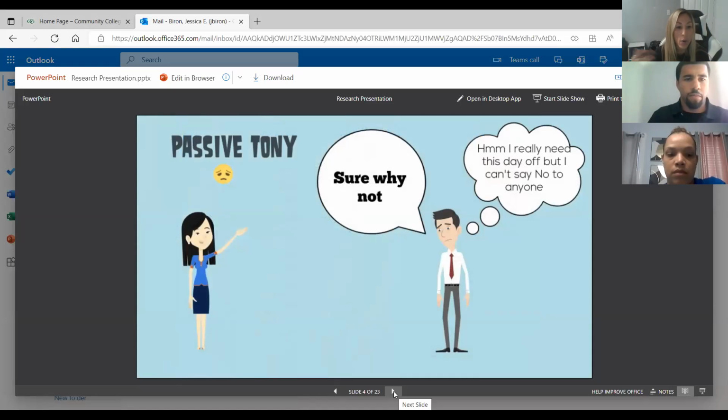On this next slide, I wanted to show an example of what passive communication is. Here we have Tony, who looks like he's a businessman, and we have his boss. Tony really needs the day off, but in reality, he tells his boss, sure, I'll work. Here we notice that Tony's very withdrawn. He has a hard time expressing his feelings, and his body language is very submissive. Unfortunately, he tells his boss that he'll work. In reality, he really doesn't want to.